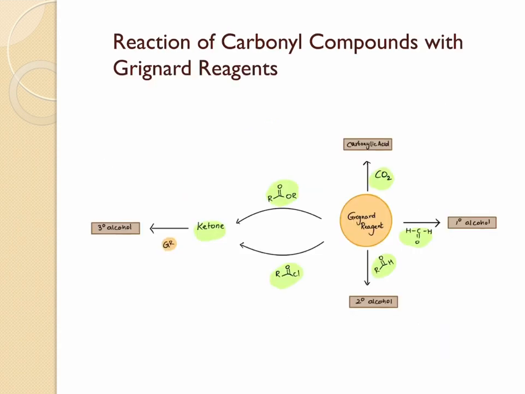Here is the summary of all the reactions that we have covered in Grignard reagents with carbonyl compounds. With formaldehyde, it's going to give us primary alcohol, and with an aldehyde other than formaldehyde, it's going to give us secondary alcohol. And with carbon dioxide, it will give us carboxylic acid. And in the case of esters and acid chlorides, it will first get converted into ketone and then finally to tertiary alcohol.